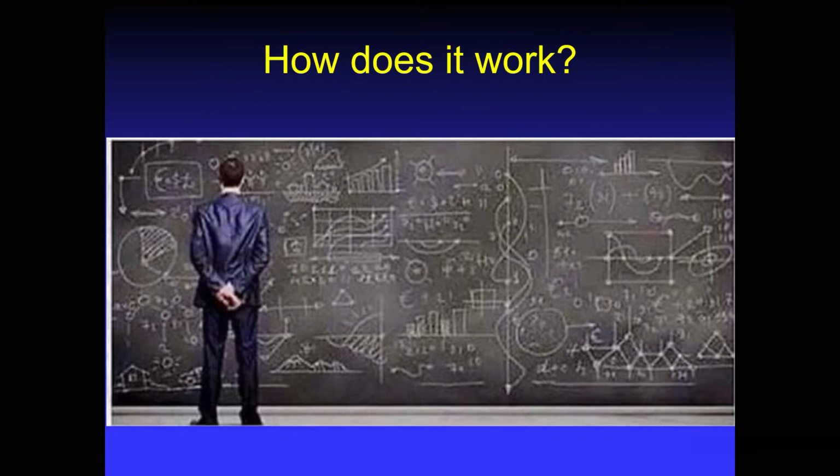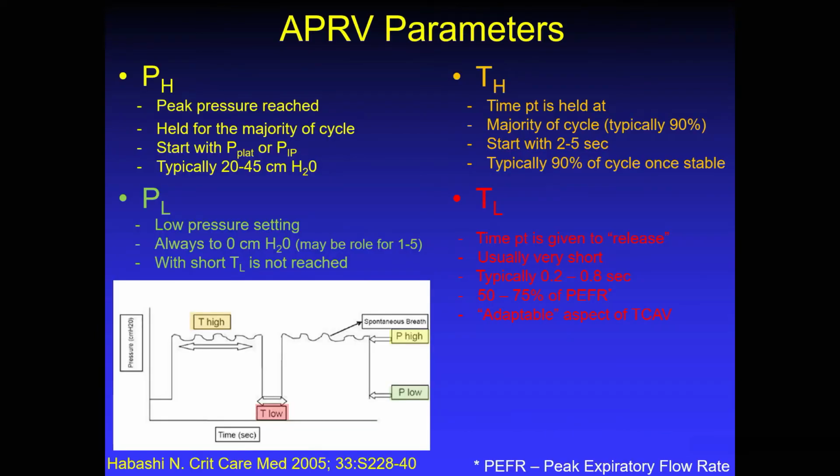And so how does all this work though? It kind of maybe looks like this looking in, but it's actually conceptually not that difficult. Briefly, P high and T high determine the CPAP phase, if you will, the airway pressure of airway pressure release ventilation. P high is the level of CPAP here, which is held for the majority of each cycle. T high is the length of time that the P high is held prior to allowing a very brief release.